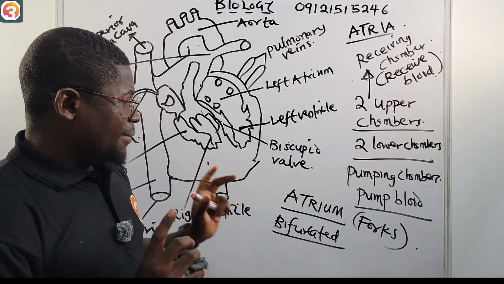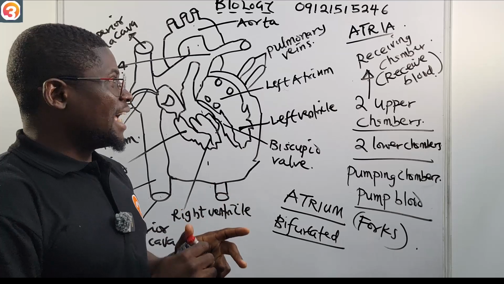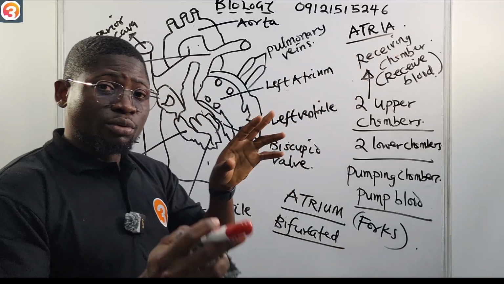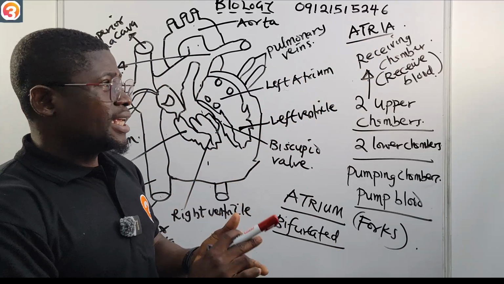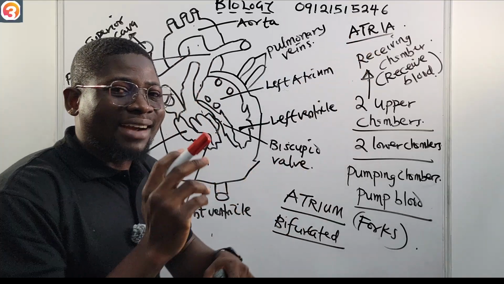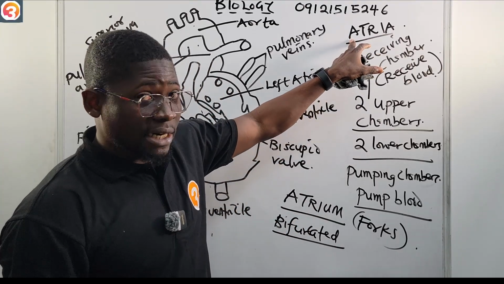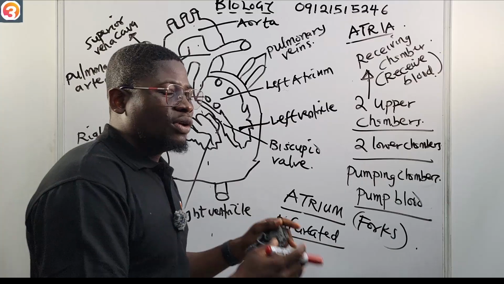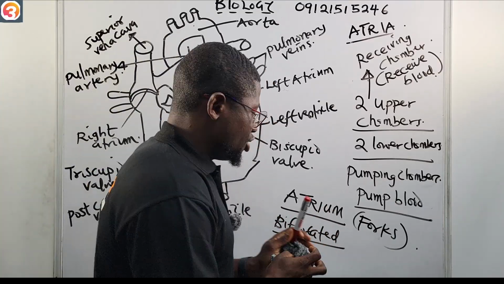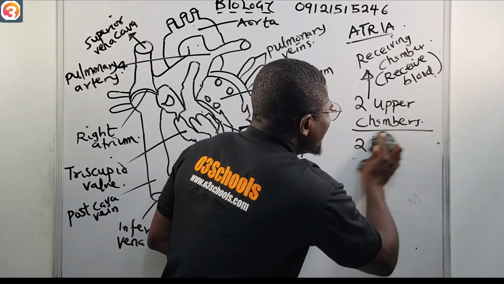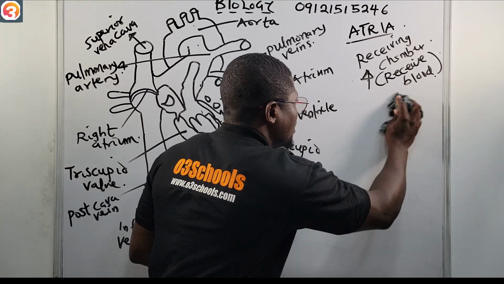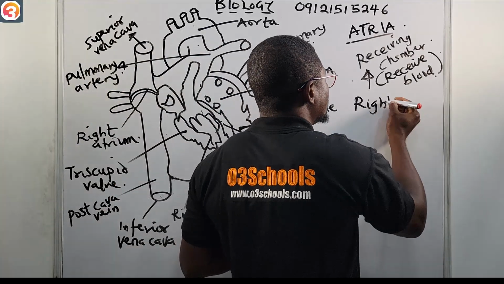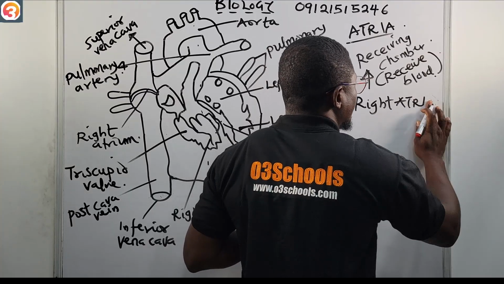Now, because the heart is bifurcated, it is divided into 2. That means the receiving chambers, the atria, have 2 sides, one on the left and one on the right. Sorry, it will not be atria now, because that is plural. We have the right atrium and the left atrium. Now, the right atrium, please take note of this. Remember, the upper chambers are called the atria.